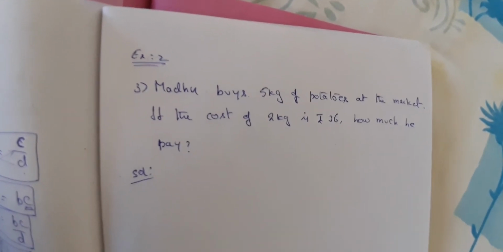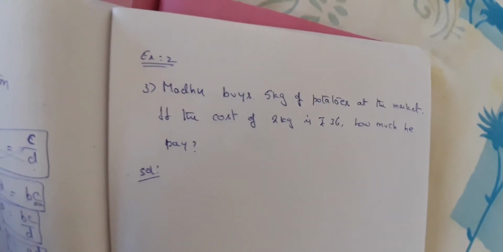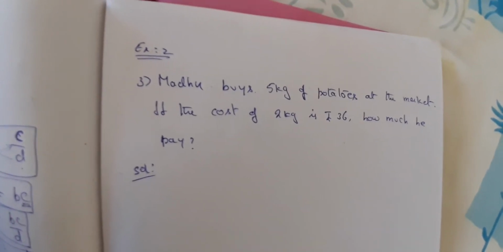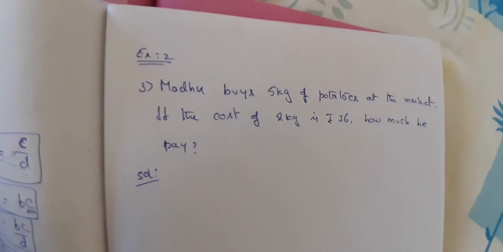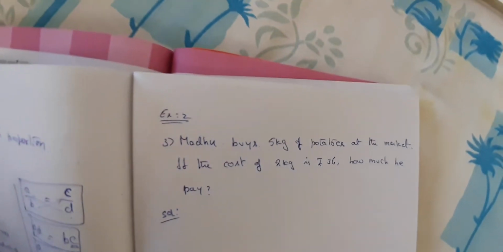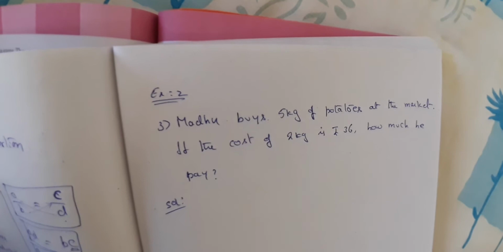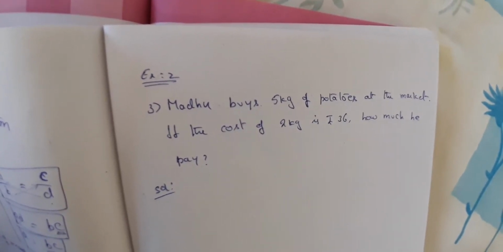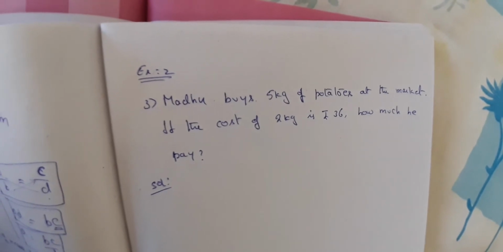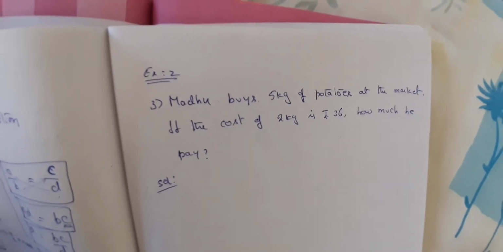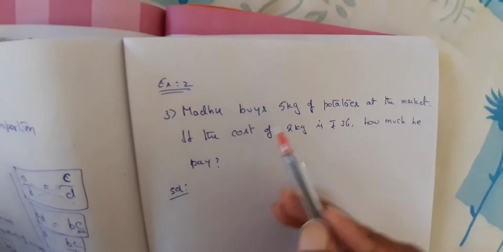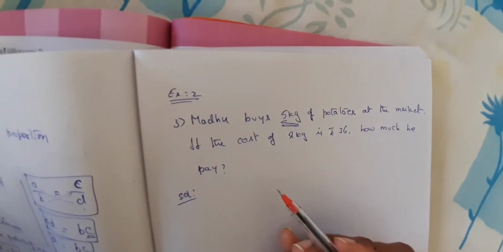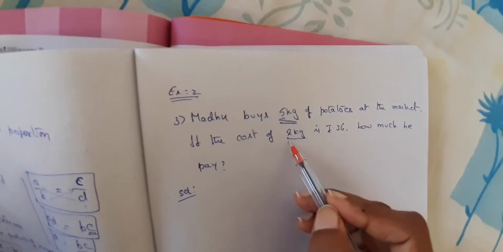Exercise 2, third problem. Let me deal with this so that you can finish the rest of the problems. So what is given here? Madhu buys 5 kg of potatoes at the market. If the cost of 2 kg is rupees 36, how much does he pay? Right? Now, what is the condition? What is given to us? Madhu buys how many? 5 kg of potatoes.